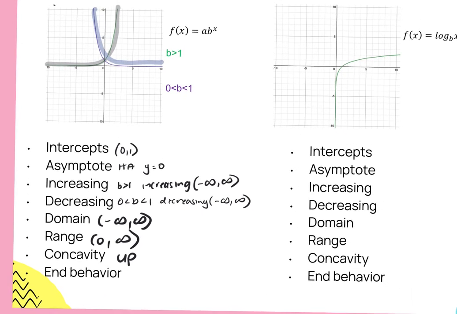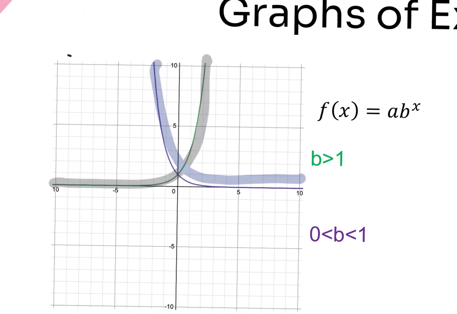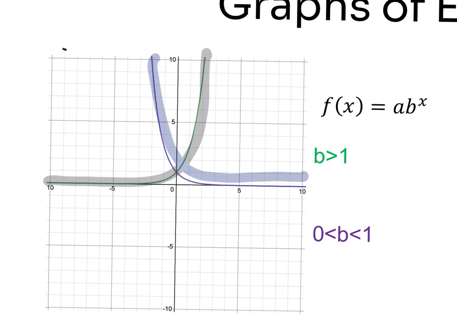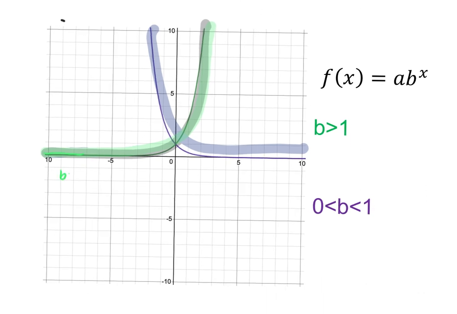And the end behavior, and this is where it gets a little weird. If I were to look at the end behavior, we're going to do it on the green one first. We're doing limit notation. So if b is greater than 1, I can go limit behavior to the left and to the right. So limit as x approaches negative infinity and the limit as x approaches positive infinity.